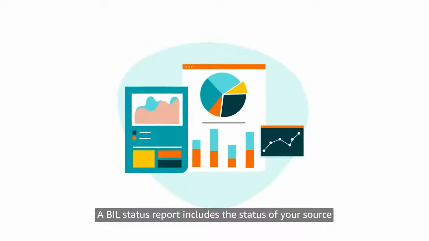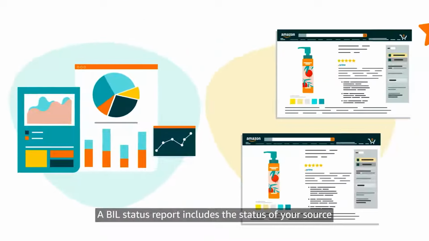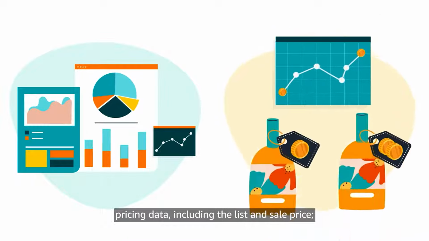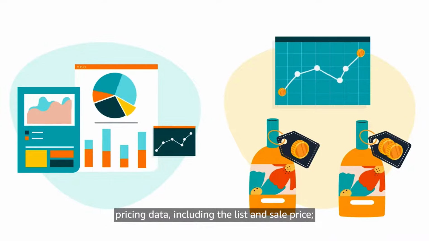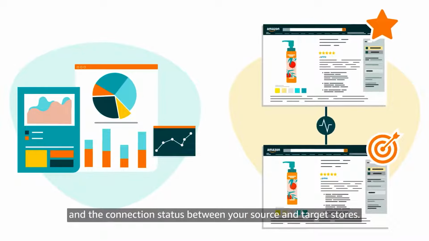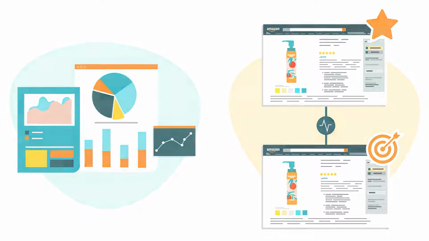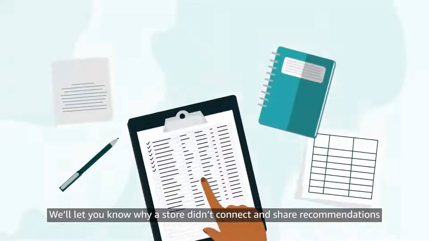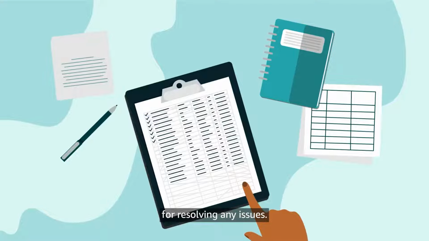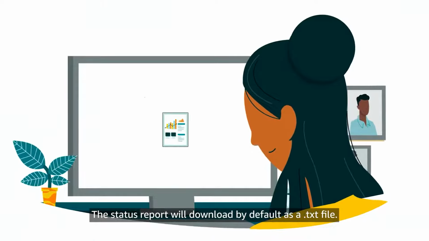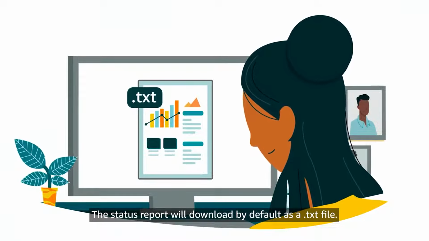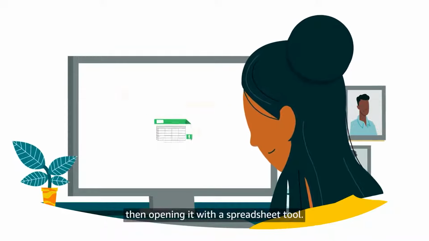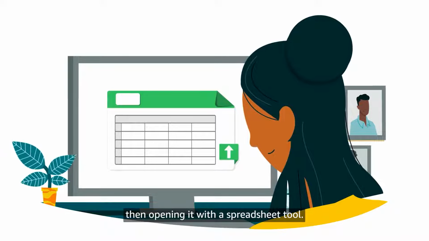A BIL status report includes the status of your source and target store offers, pricing data including the list and sale price, and the connection status between your source and target stores. We'll let you know why a store didn't connect and share recommendations for resolving any issues. The status report will download by default as a text file. We recommend saving the file to your computer, then opening it with a spreadsheet tool.